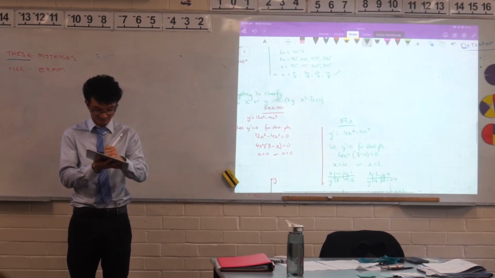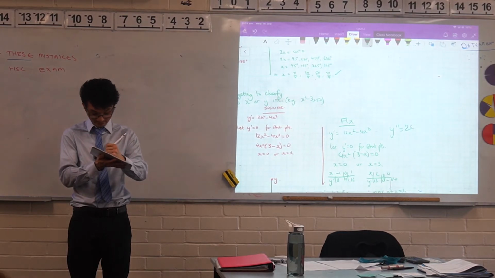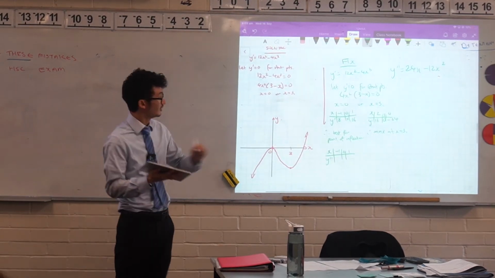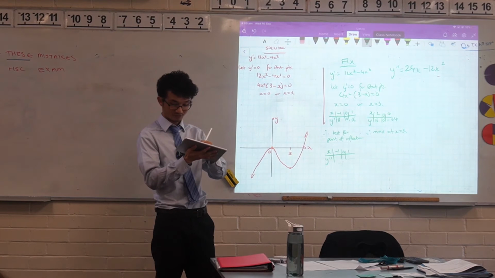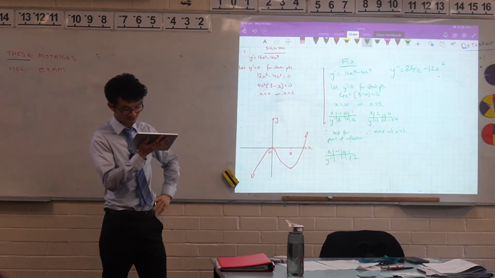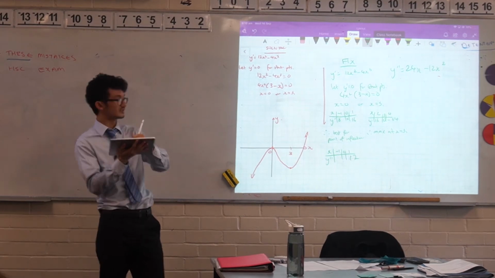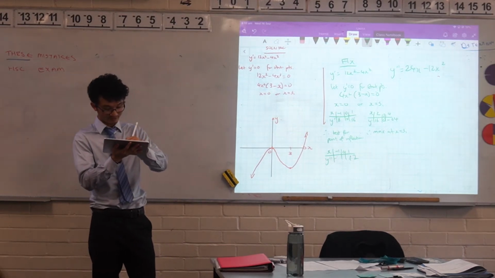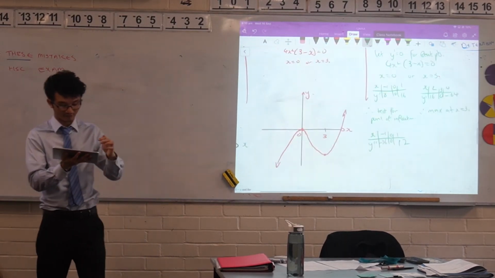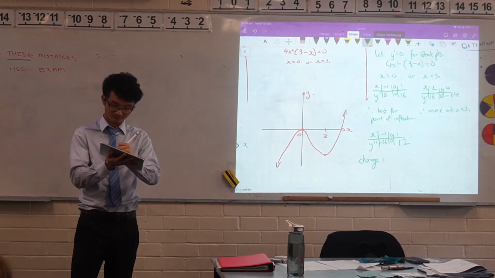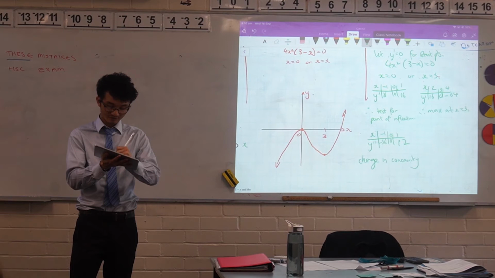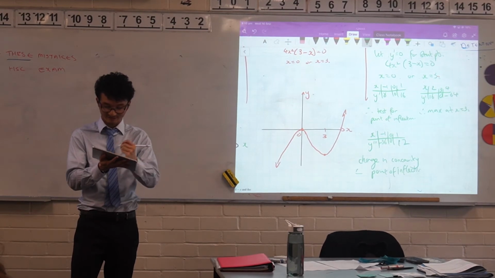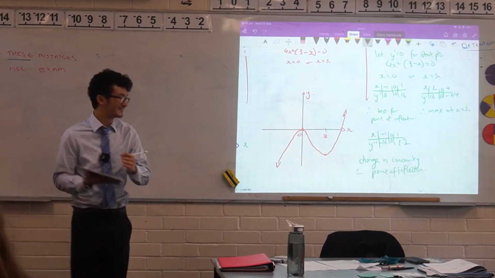So y double dash is equal to 24x minus 12x squared. And then if we test these points here, at x equals 1, that looks like we're going to get 12. And on the left-hand side, minus 36. Anyone test that one? Cool. And you can see that there is a change in concavity, therefore point of inflection. What's the proper word? Wobbly wobbly. Yeah, the technical term.